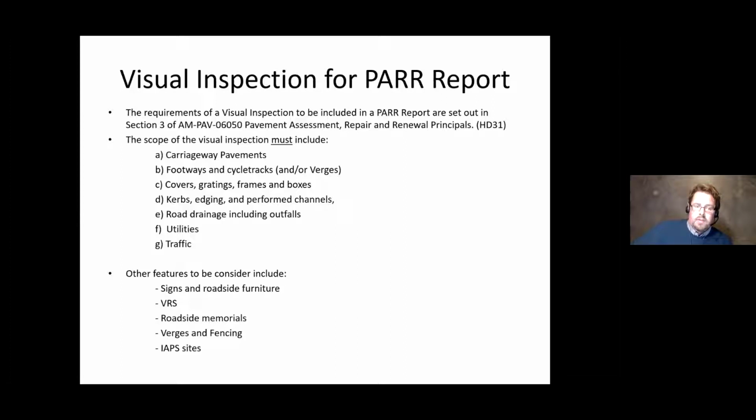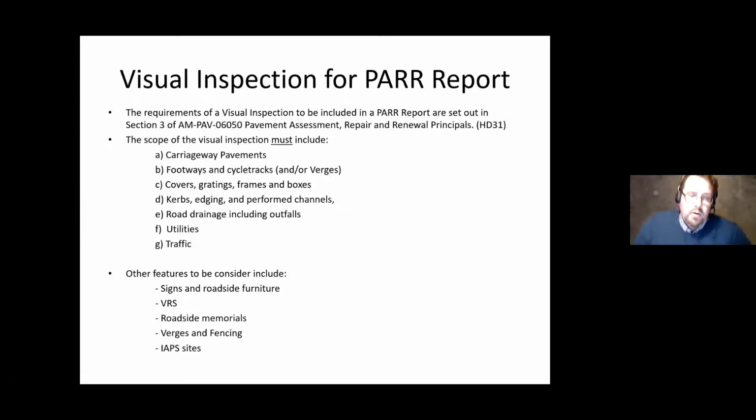It covers grates, frames and boxes. Now this usually means the ones that are in the carriageway, but if they're very obvious in the verges, I'd mention them as well. Likewise, your curbs, edging and preformed channels, that's any concrete edging on the edge of the pavement. This is critical because that could curtail the depth of overlay that's feasible for you.